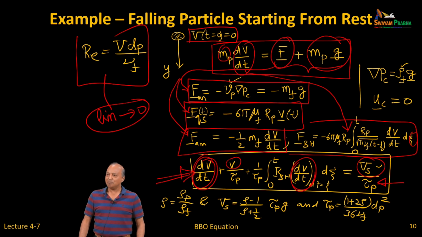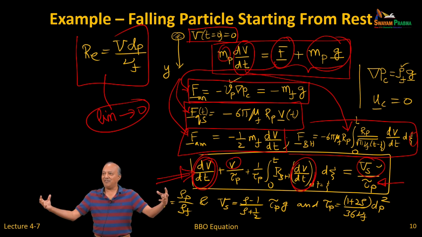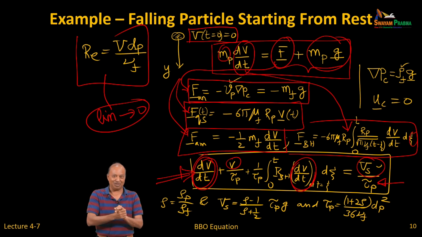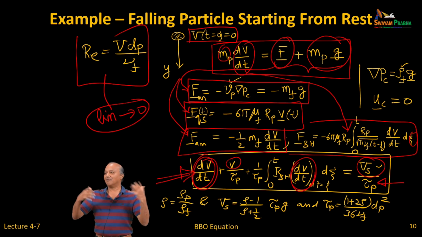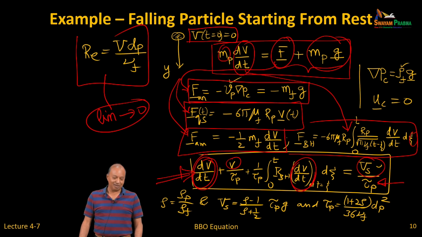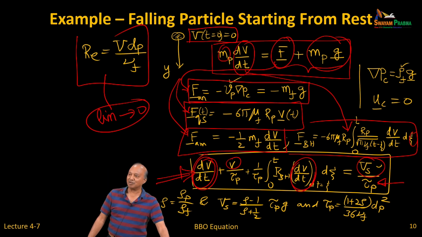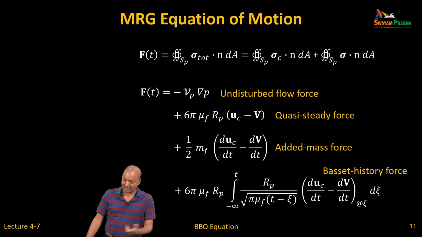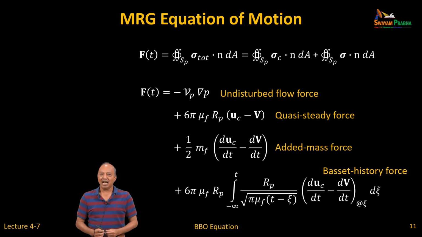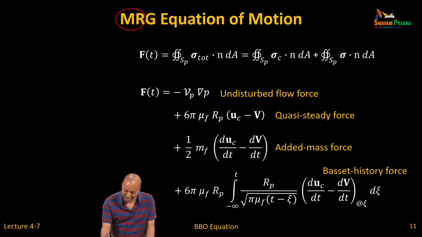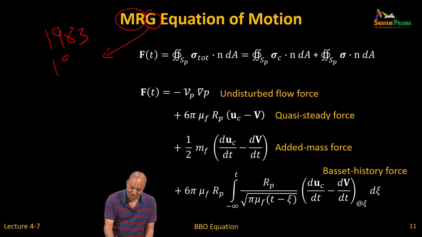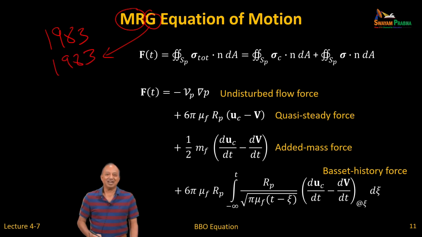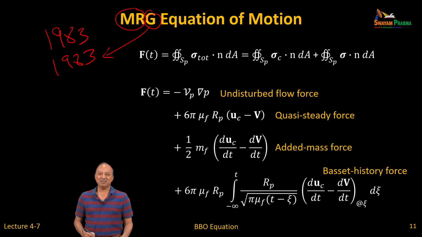Then people tried to put Faxen and Basset together. In other words, complicated spatially varying flow and temporally varying flow, and it took 100 years to solve that problem. There was no good solution. Finally, Maxey and Riley, it's just amazing, these two solved it in 1983. In exactly the same year in France, Gatignol did too. They both waited 100 years, and then both solved it in the same year.